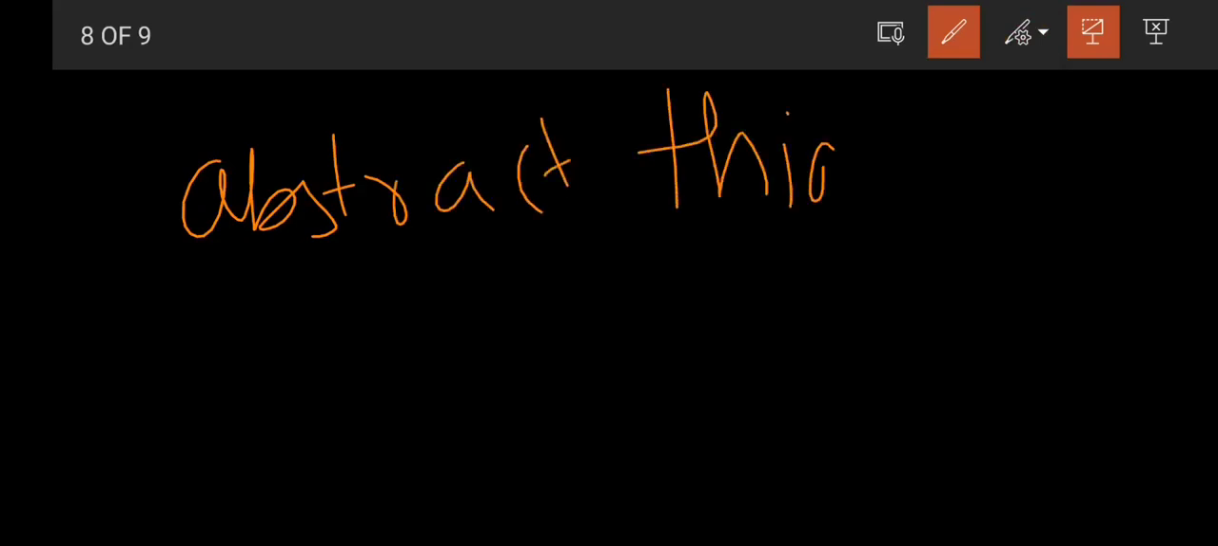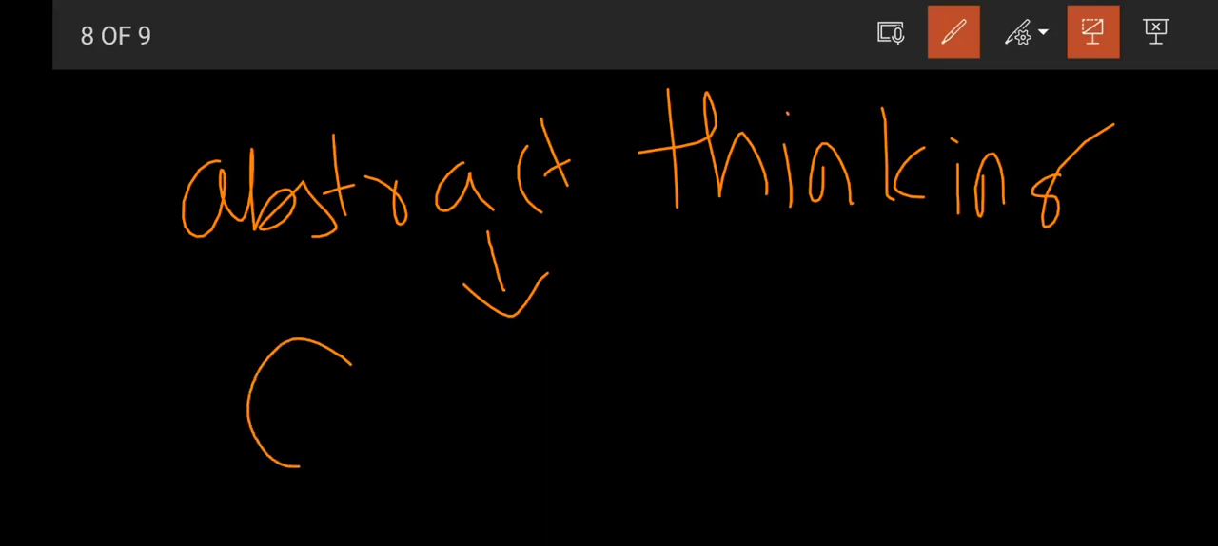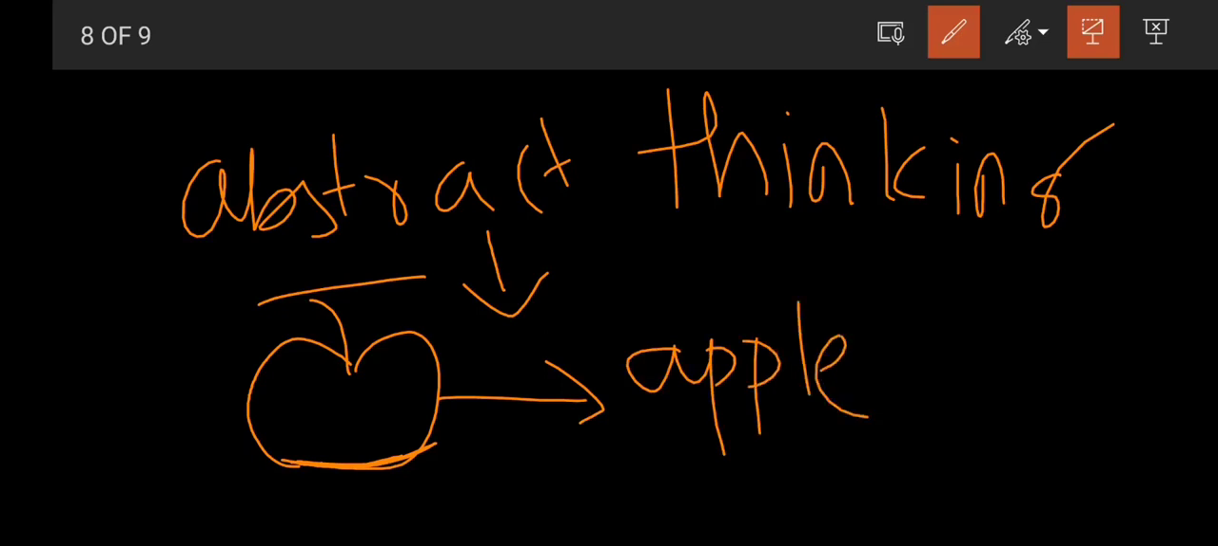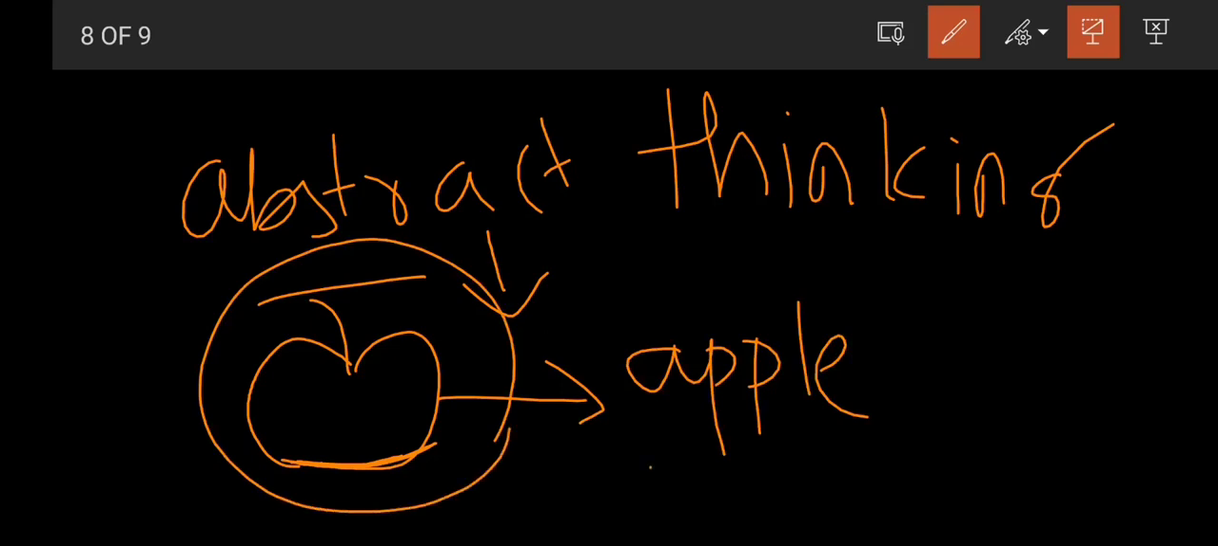Abstract thinking means even if something is not in front of his eyes, he can understand it. For example, algebraic expressions. We can't see algebraic expressions in real life. Let us take an easy example with an apple. Now I am showing you an apple and I am telling you that this is an apple. Which type of thinking is it? It is concrete thinking, because I'm showing you the apple and telling you that this is an apple.